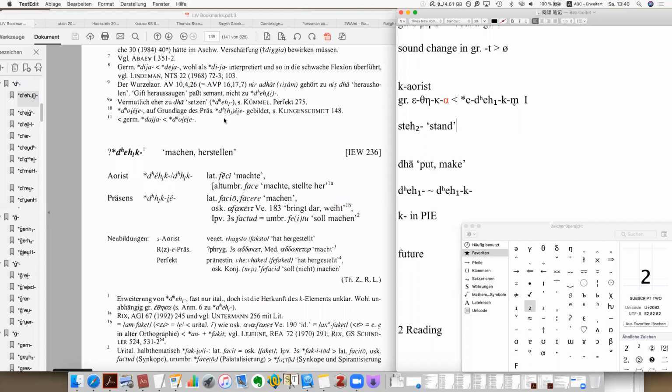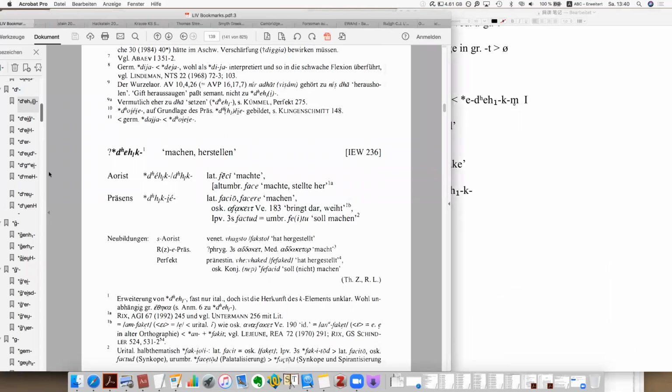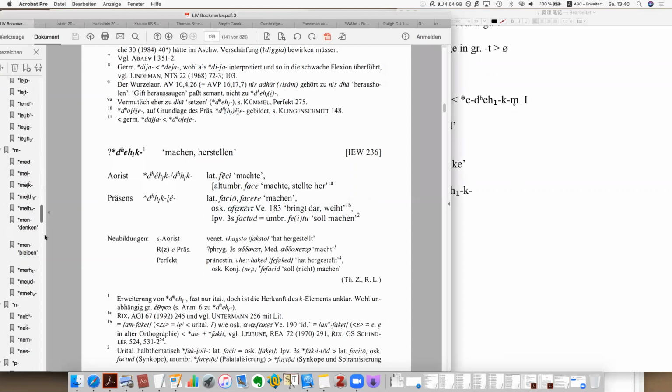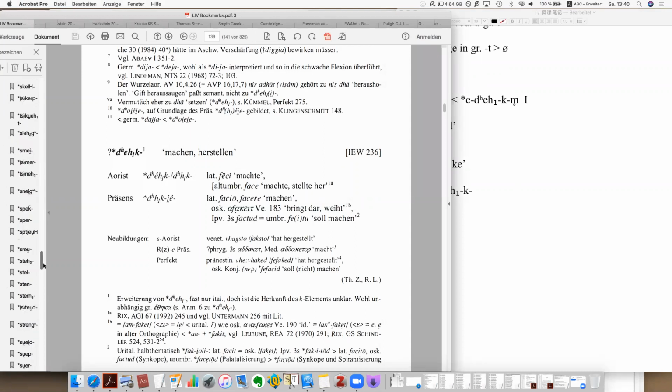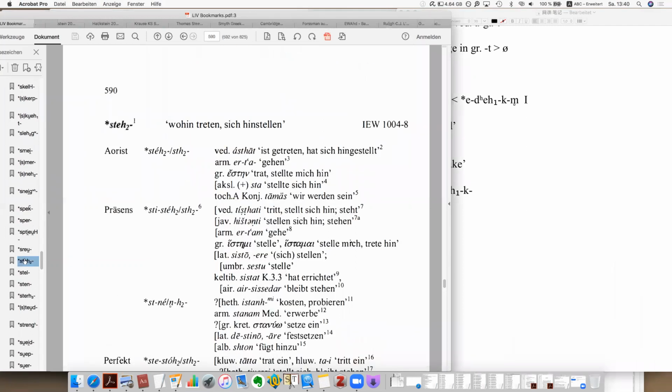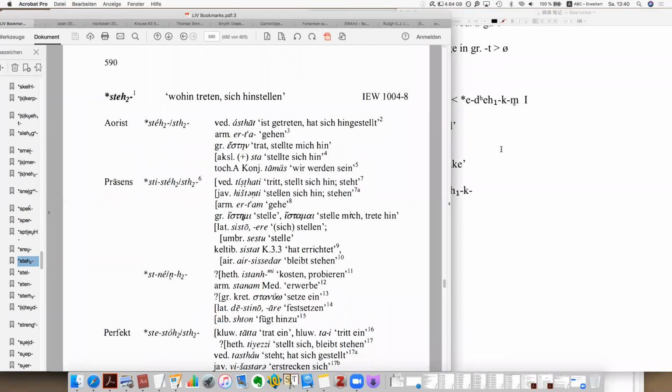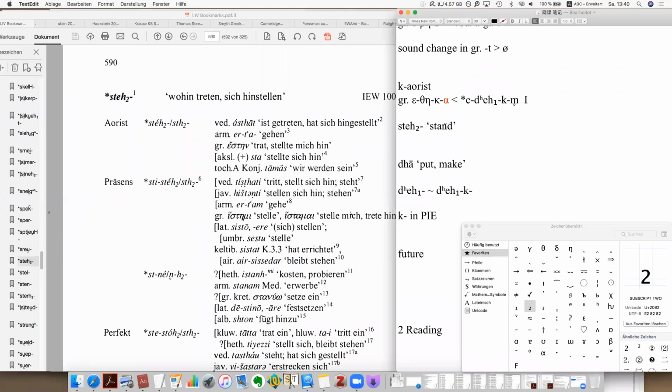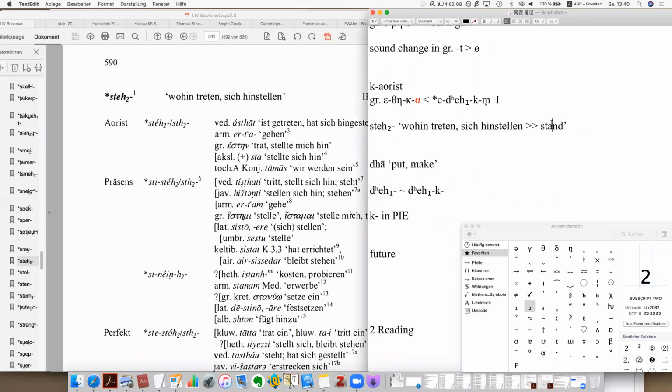Hinstellen, sich hinstellen, yeah. I think the exact meaning is this, hinstellen. I think you are all familiar with the meaning stand, but stand is not the real correct meaning. It actually means wohin treten or sich hinstellen. But what is the difference between these two meanings? So I translate this into English.